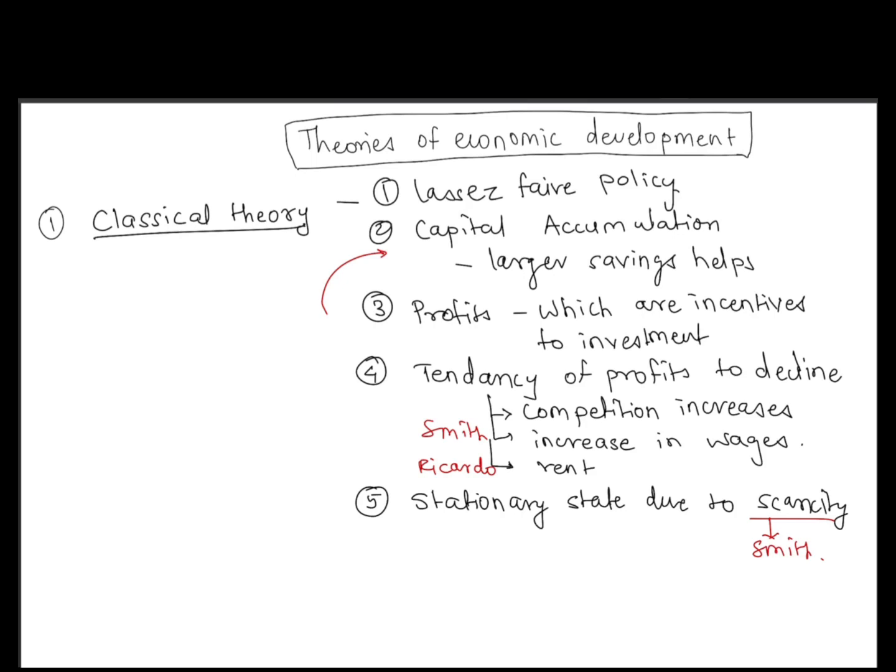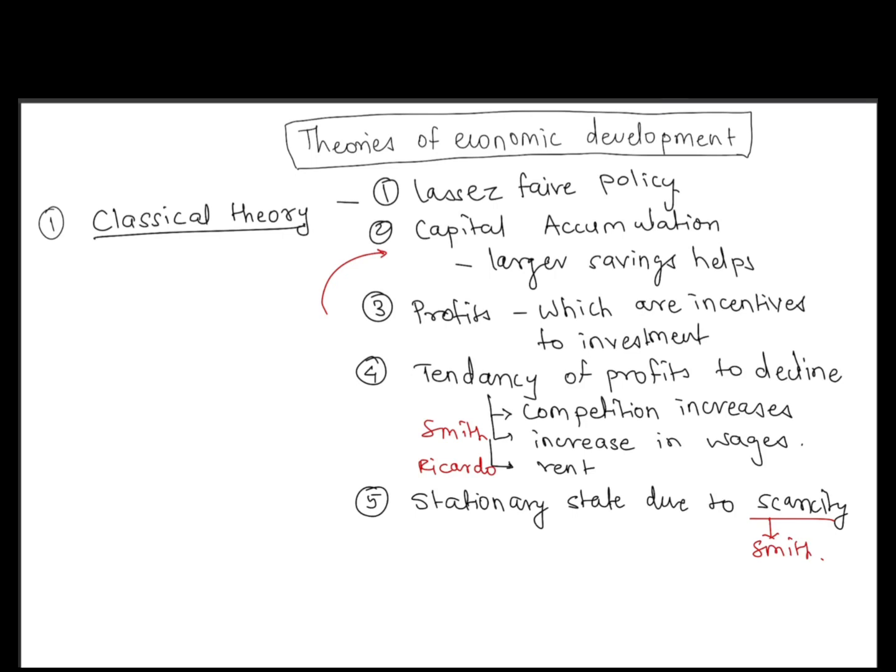Some of the reasons are competition increases. Smith says increase in wages, and Ricardo says increase in rent. All these reasons affect the profits, which tend to decline in the long run. And fifth one is stationary state due to scarcity, which Smith highlights.